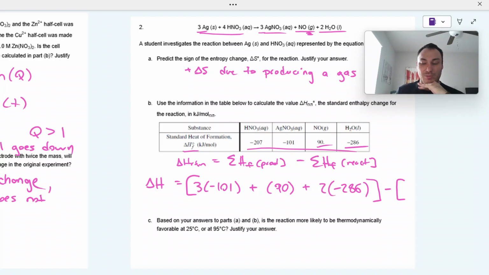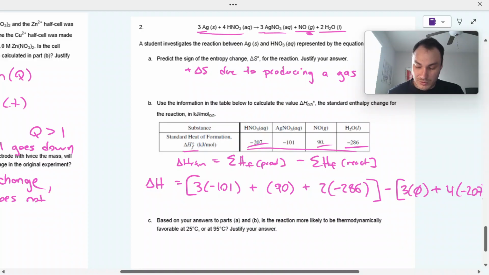Don't give up, because the reason they don't give you the enthalpy of formation of solid silver is because solid silver is already in its natural state, so it doesn't have an enthalpy of formation. Its enthalpy of formation is 0. You don't need energy to form solid silver when it just starts off as solid silver. So the answer for the solid silver is 0. So I guess we can just write 3 times 0. And then we have 4 nitric acids here, so 4 times -207. We're running out of room here.